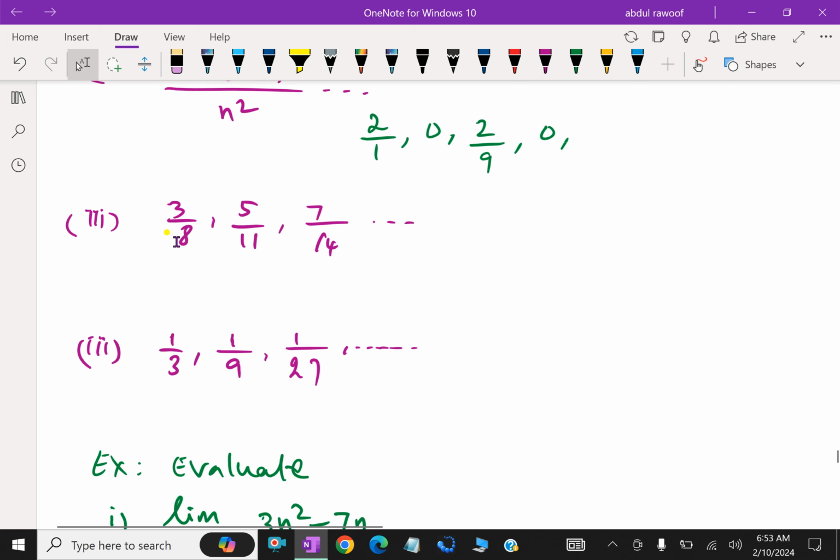Next, look at here: 3 over 8, 5 over 11, 7 over 14. Here the numerator increases by 2, and the denominator increases by 3. 14 plus 3 is 17.